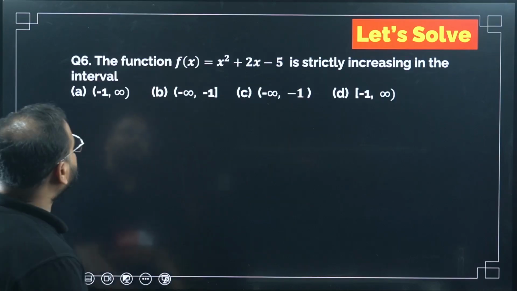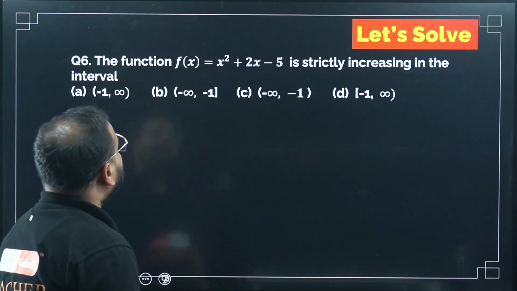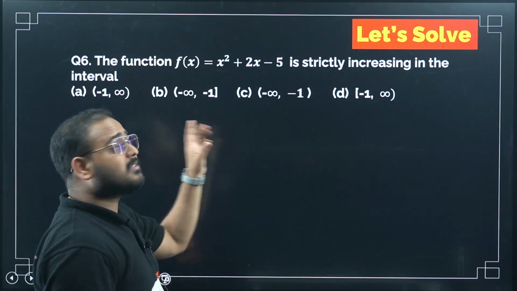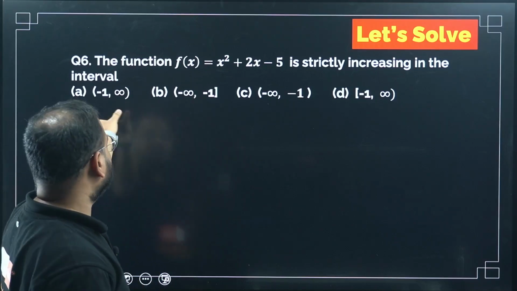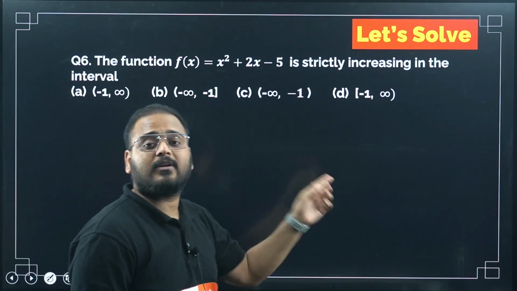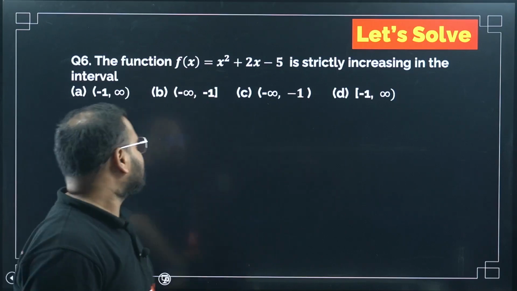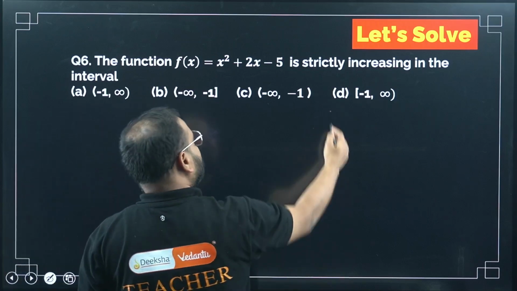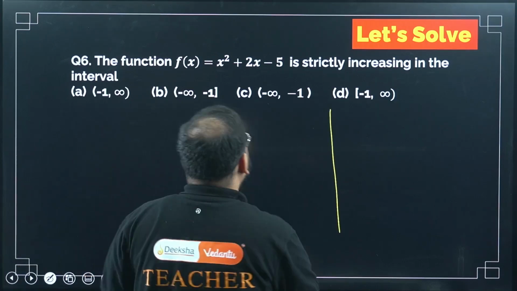Moving on. The function f(x) equals x square plus 2x minus 5 is strictly increasing. Strictly increasing means what? We have to find the domain, the interval this has to be. So we have to draw our number line in this case. I think yes. So how will I do it? First thing is to find the critical point.